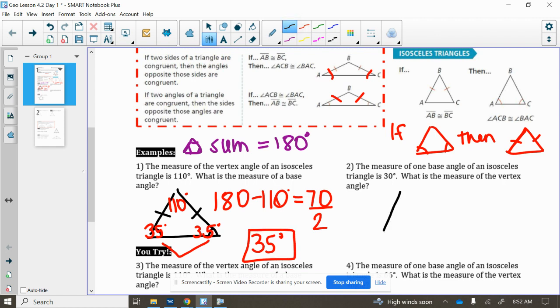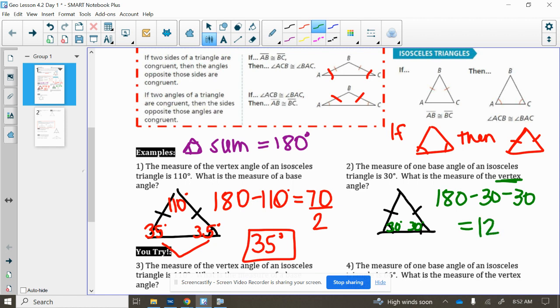On the flip side, if they give us one of the base angles of an isosceles triangle, again, we know those base angles are congruent in our isosceles triangles. So one of the base angles they're telling us is 30. What would the measure of the vertex angle be? Well, again, we know the other base angle is congruent, so it's also 30. And then 180 minus 30 minus 30 gives us 120. That would have to be the measure of that vertex angle up top.